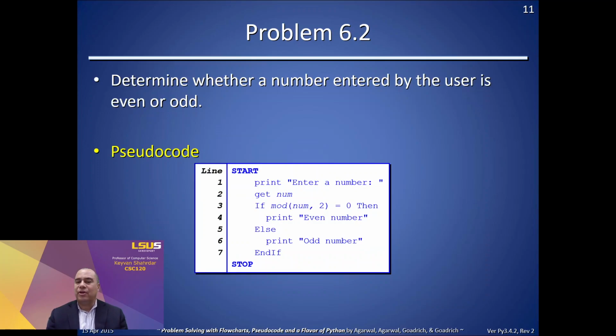Determine whether a number entered by the user is even or odd. In pseudocode, for example, you ask the question, enter a number. You get the number, and then you do a mod of the number by 2. That checks to see if the number is even or not. If the remainder is 0, then that has to be an even number. If the result is not 0, that means it's an odd number.